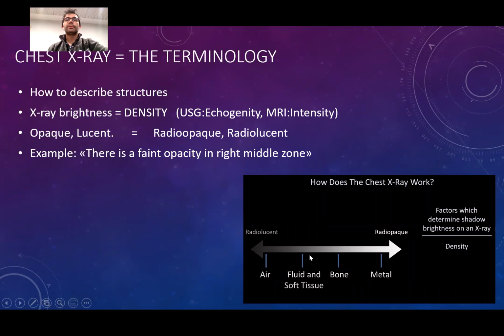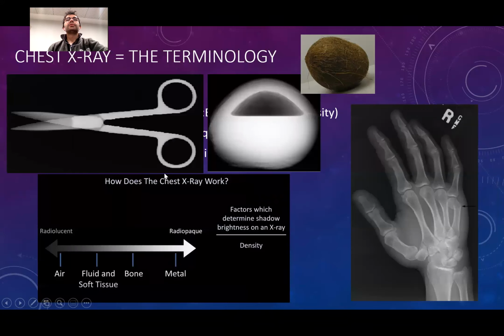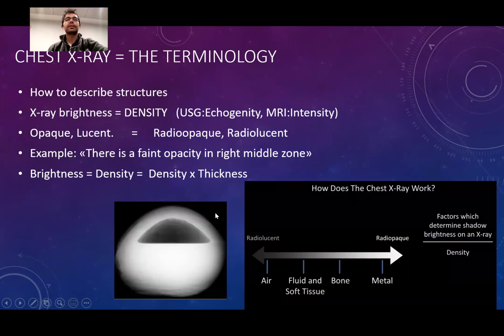When something is getting opaque, we call it radio-opaque or dense. When something is getting darker, we call it lucent or radiolucent, okay? So when we are describing things, we say there is faint opacity in the right middle zone, something like that. The brightness actually changes with the density of the material. Like if there is a metal, for example, it looks much brighter. Also, it is related to the thickness of the material. If the patient is very thick, then the penetration is low.